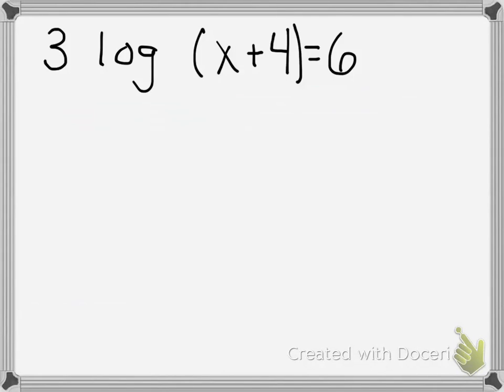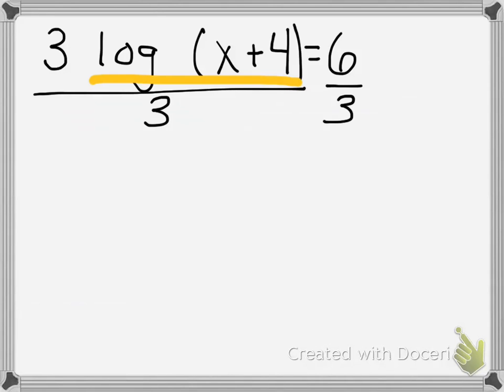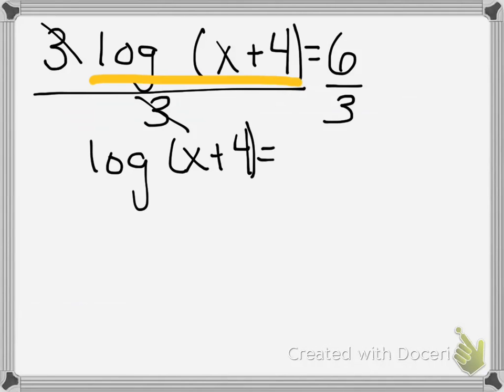Right, so the direction said the first step you want to do is isolate your logarithmic expression. So in this situation, here's our logarithmic expression. We want to get it by itself. So the first thing we're going to want to do is divide both sides by 3. So divide this entire side by 3 and this entire side by 3, these will cancel, and now you'll have log of x plus 4 equals 2.